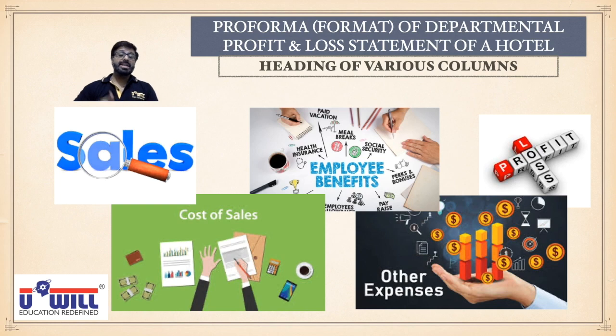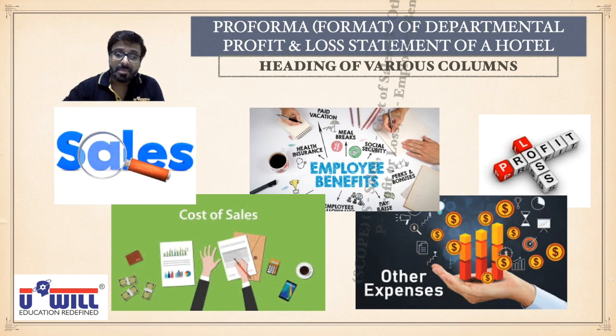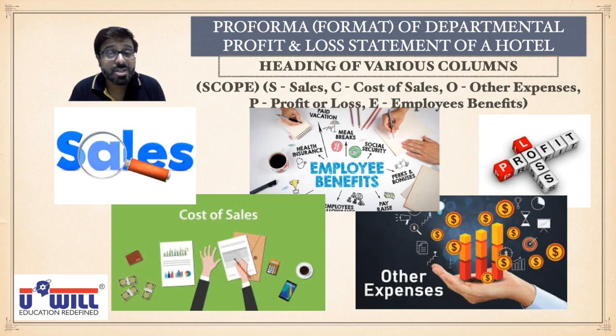Now there is a technique to remember these columns also. As usual, I'll be giving you the techniques which will make your job easy. What technique? SCOPE. How will you remember the columns of the profit and loss statement? SCOPE. S stands for obviously sales. C stands for cost of sales. O stands for other expenses. P stands for profit or loss. E stands for employee benefit. However, remember which column will come at the end? Profit or loss. So SCOPE: S sales, minus C cost of sales, minus O other expenses, minus E, not P, E employee benefit, and then whatever is left out is profit or loss. So SCOPE is just to remember the columns, but remember the order also: sales, cost of sales, employee benefits, other expenses, and then the left out is profit or loss.